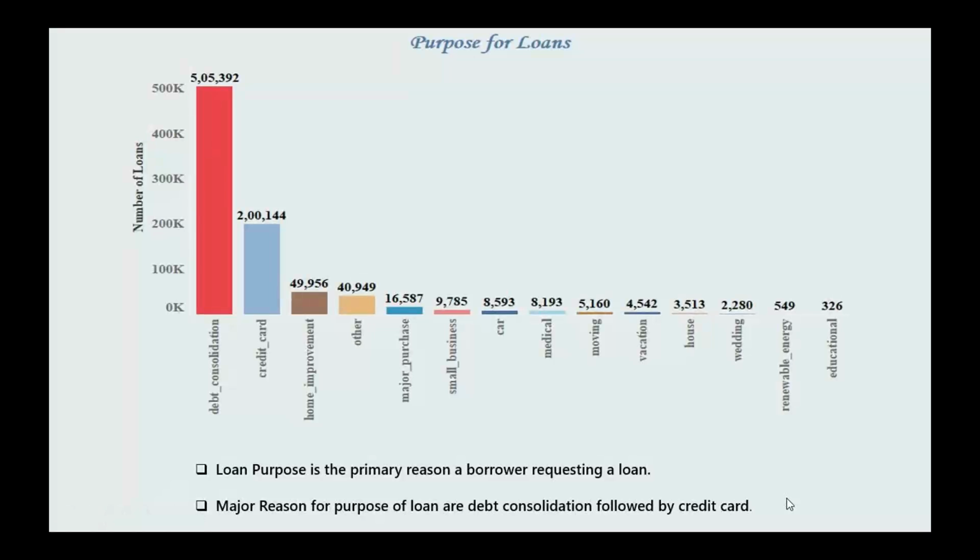The purpose of loans, as I said, is the reason the borrower is applying for a loan. From the bar diagram, we can clearly see that debt consolidation is the main purpose of borrowers requesting a loan, followed by credit card and home improvement, and so on. Debt consolidation means the borrower applies for a loan to repay the remaining debt amount. Credit card means the borrower applies for a loan on a credit card for an instant loan. Home improvement is for the renovation or construction of a home, and so on.